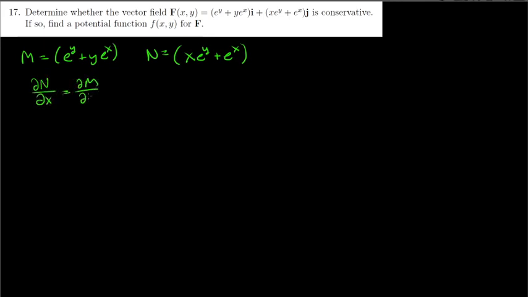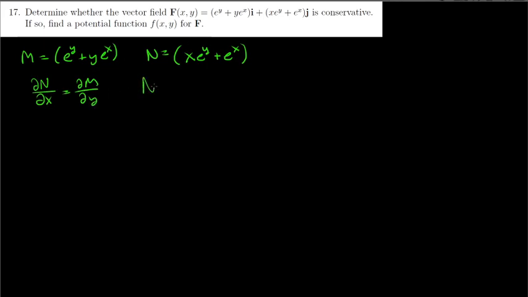And number 17, determine whether the vector field f is conservative, and if so, find a potential function. So m is e to the y plus y e to the x, and n is x e to the y plus e to the x. And there's no k component, so the condition for conservativeness is the partial of n with respect to x equal to the partial of m with respect to y.